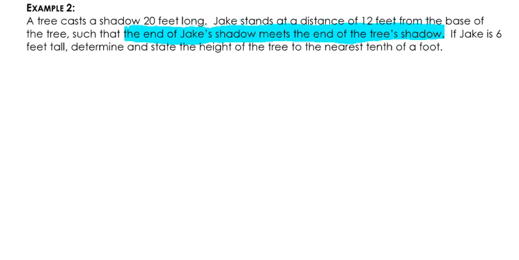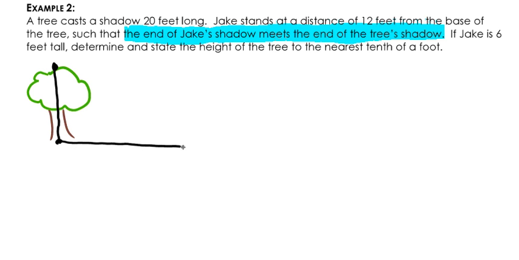So again, I've got a tree. This one's going to be a little bit harder to draw, but here's my tree. There's its trunk. It's casting the shadow along the ground. Remember that shadows always go along the ground. So my tree is going to make a right angle. I'm trying to find the height of the tree, so I'm going to call that x.